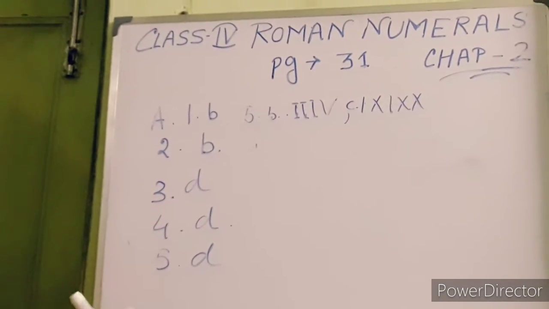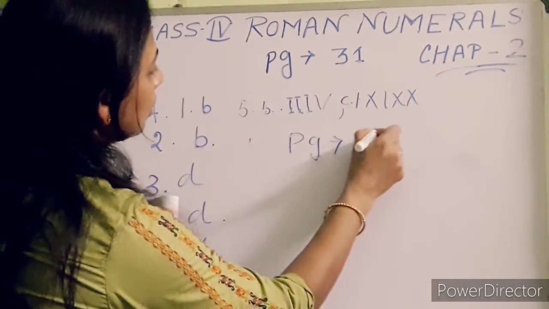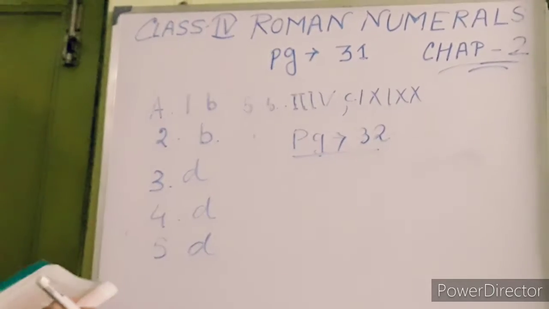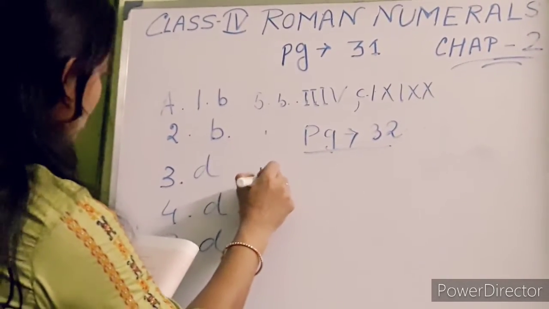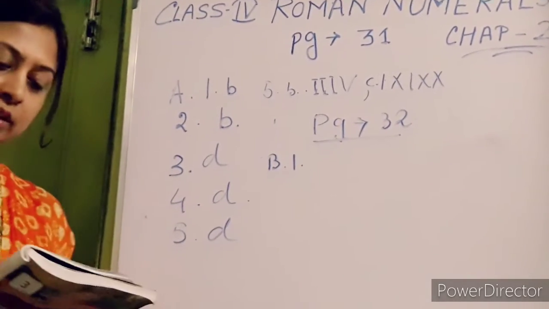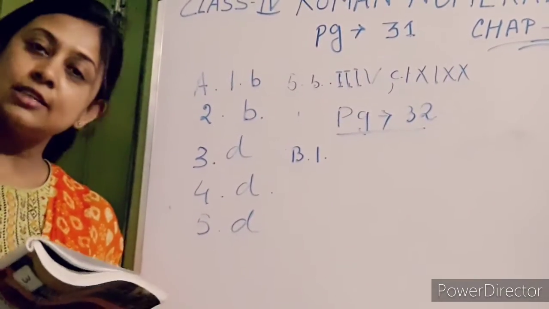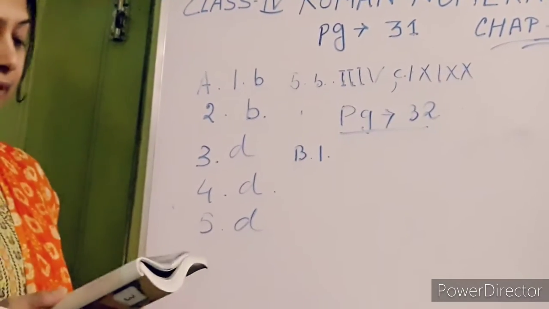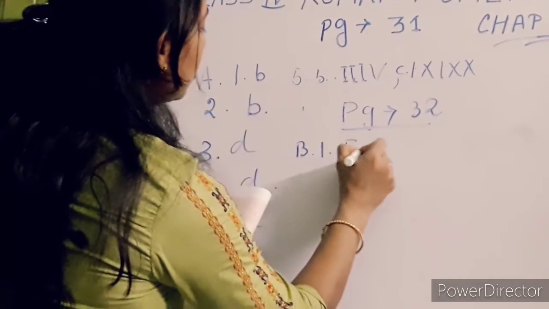Now page number 32. True or false? B. 1. X cannot be subtracted from L. So this one is false. You can subtract X from L. So this is false.